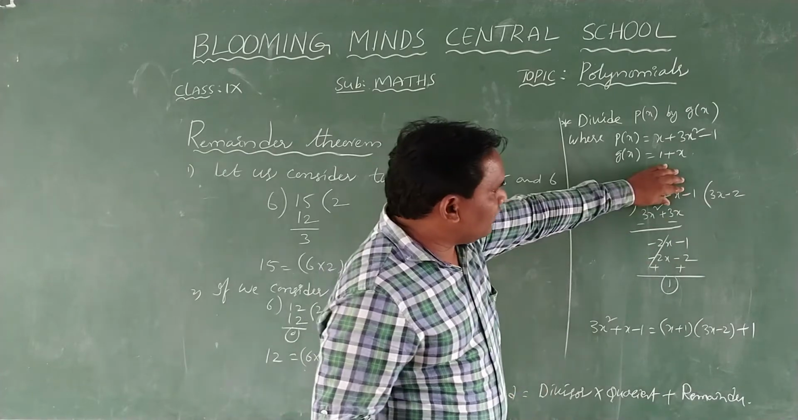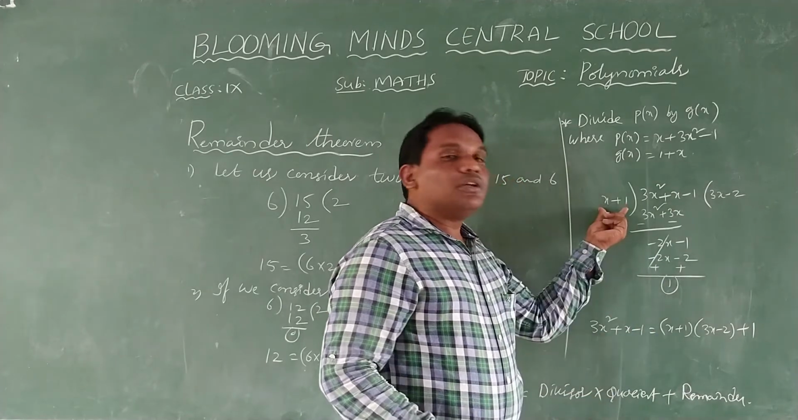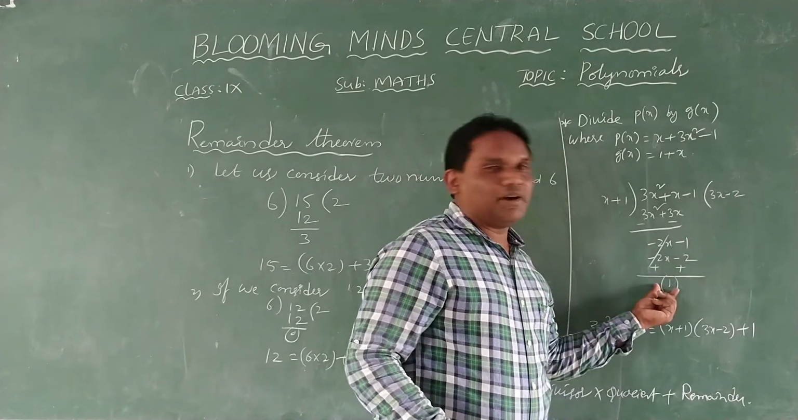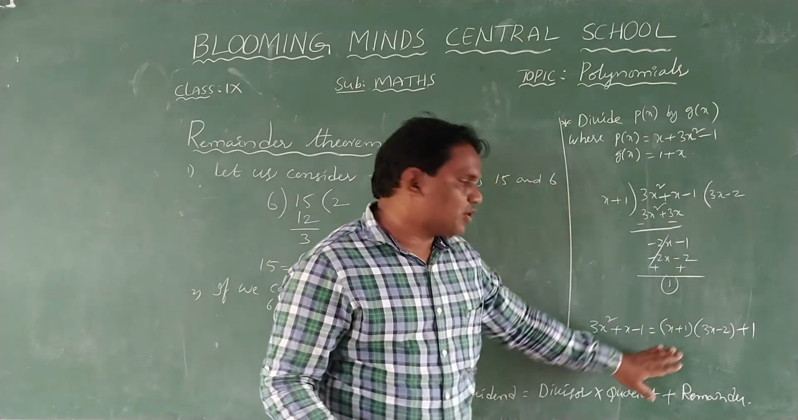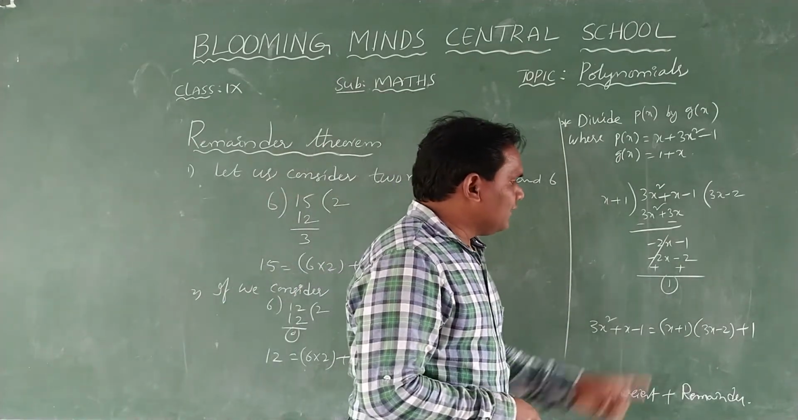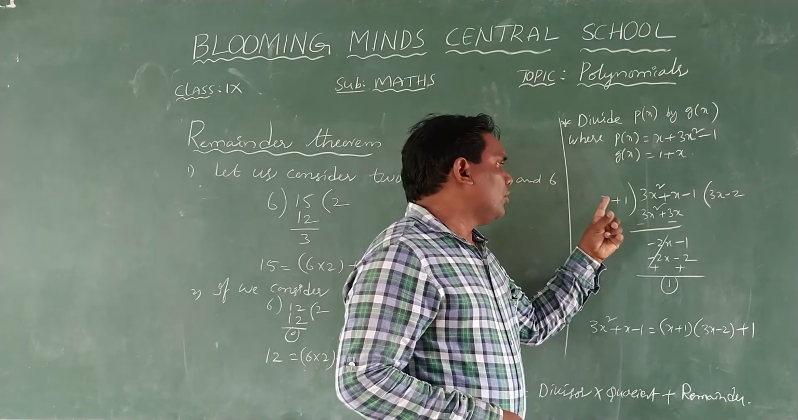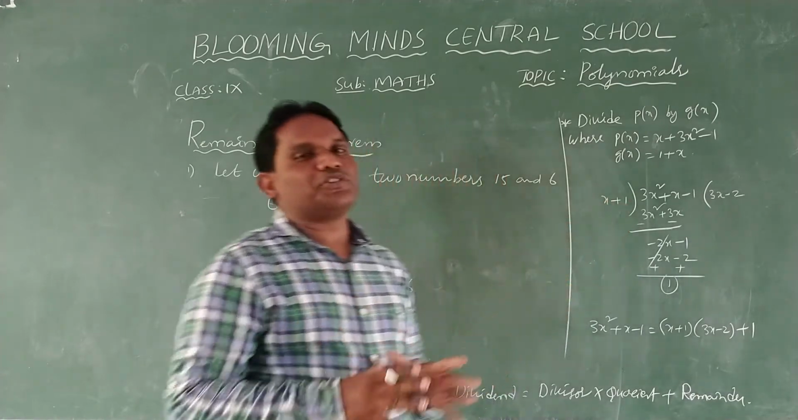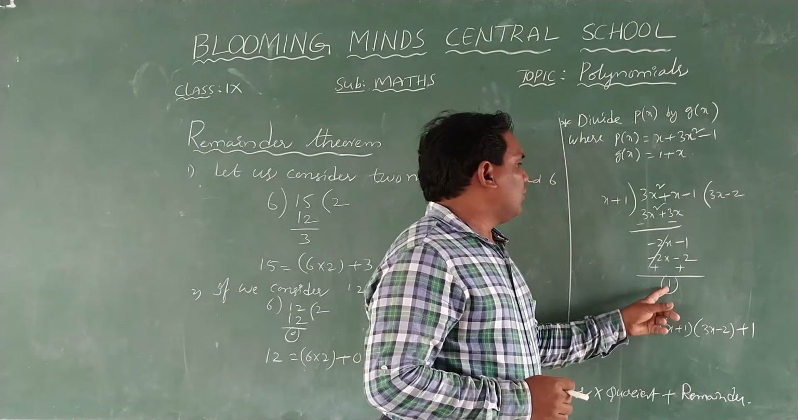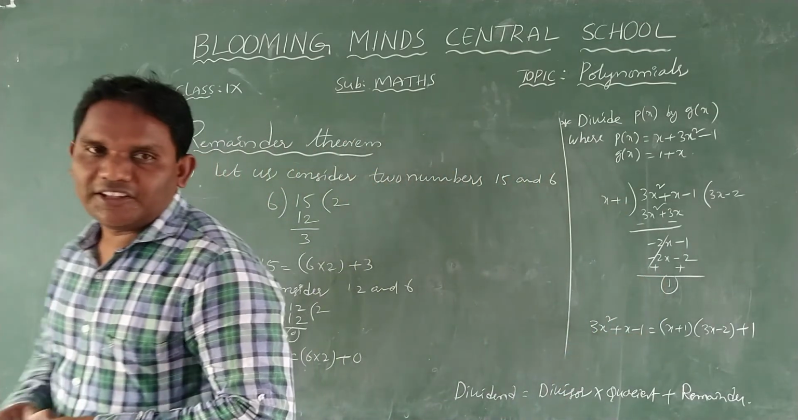That means the dividend which is given, 3x square plus x minus 1, will be equal to the product of divisor into quotient plus remainder. So by using this formula I wrote like this. Here we have to know that the degree of the remainder must always be less than the degree of the divisor. This is a very important point we have to learn here.